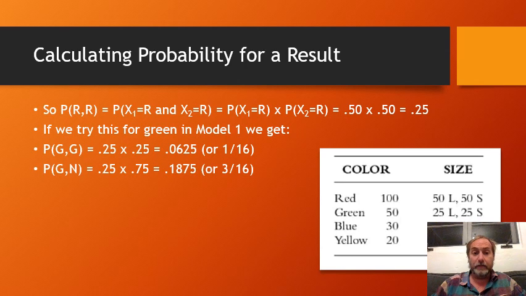We could try it for green. What's the probability of green, green? On any given trial, the probability is 0.25, so we can again just multiply them up. You get 1/16. The probability of green, non-green would be 0.25 times 0.75, so you get 0.1875 or 3/16. So again, calculating the probability of a given set of two trials, because it's random sampling and they're not correlated, is just a matter of multiplying up the probabilities of each individual trial.